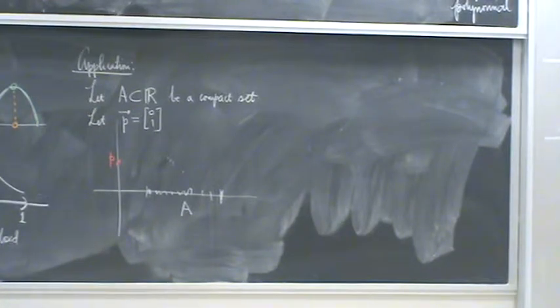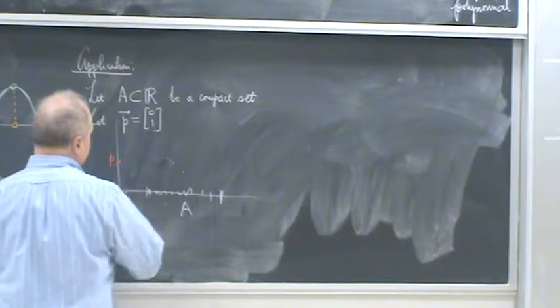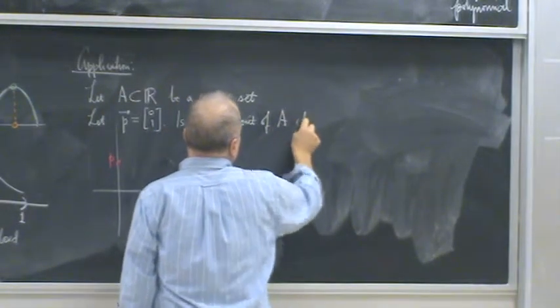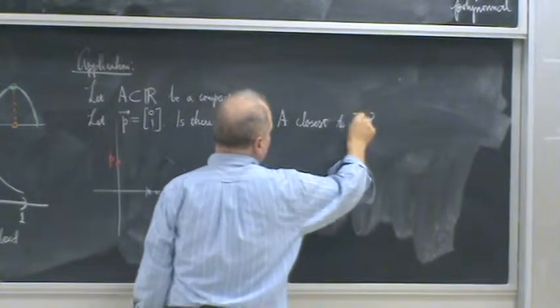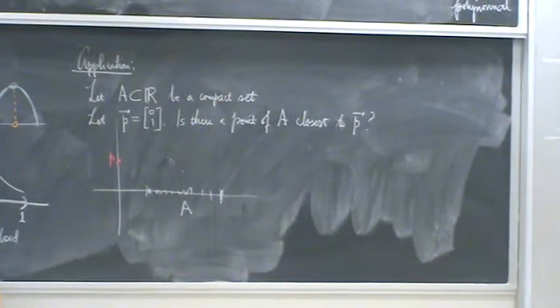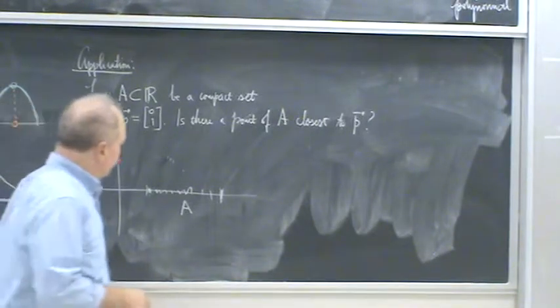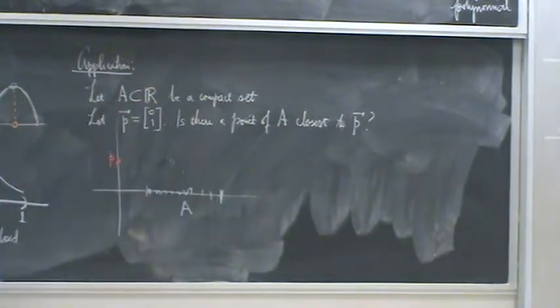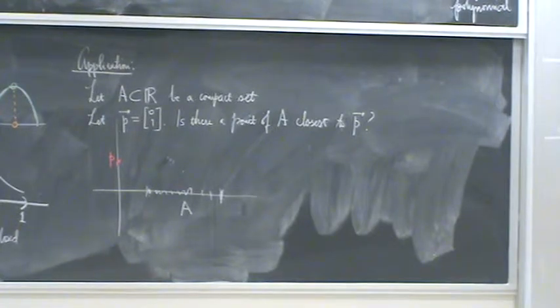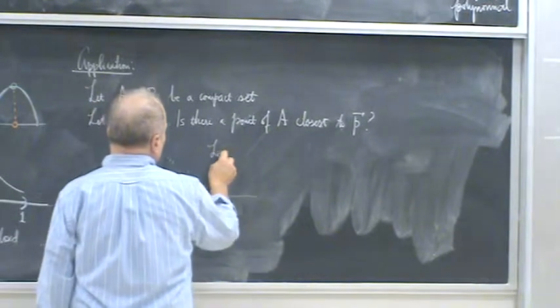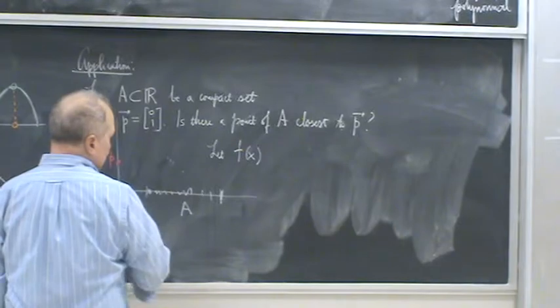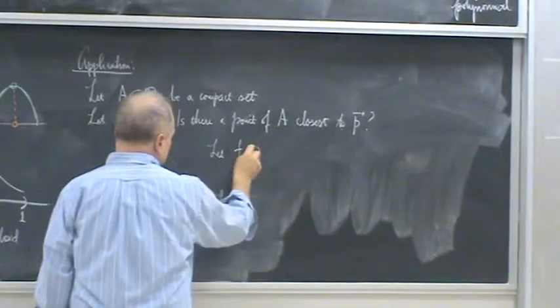Is there a point of A that's closest to P? Yes. Is there a point of A closest to P? The function is the magnitude of x minus P, for x in A. Yes, okay. So do you have a function that you want to define? Yes, the magnitude. So f of x, where x here is going to be a point in A. I'll think of these as vectors because they're in R2.